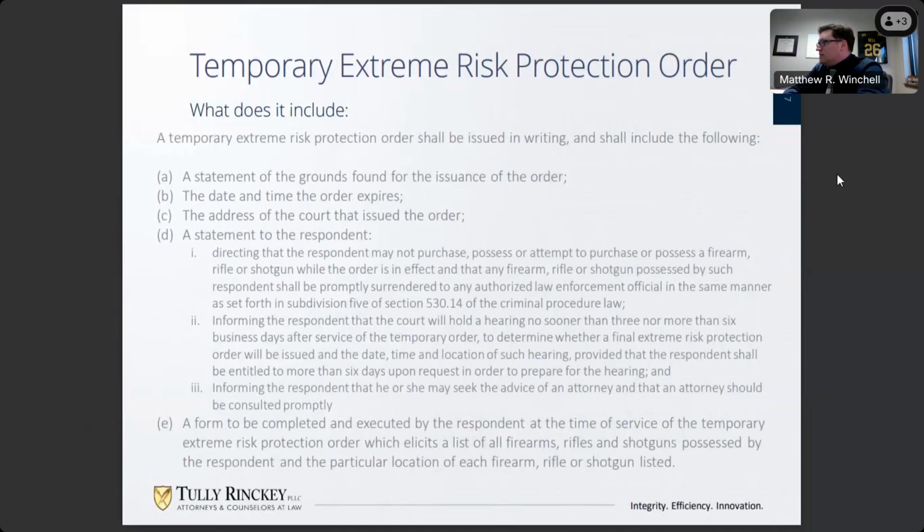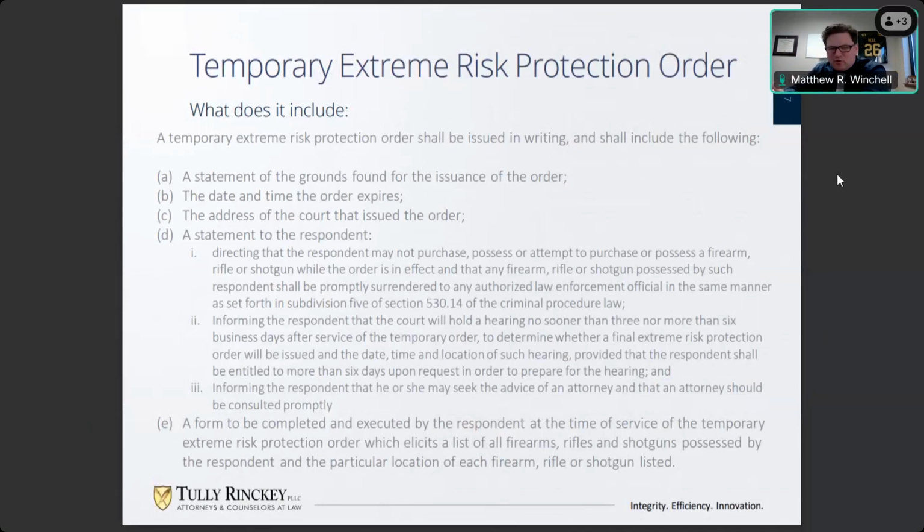So, temporary extreme risk protection order, what does it include? It has to be issued in writing, and it'll include the following: a statement of the grounds found for the issuance of the order. So this is at the very top of the order. Basically, it's going to be written like a supporting deposition, like they would write with a ticket or anything like that. This is what you did. This is what led us to issue this temporary order.